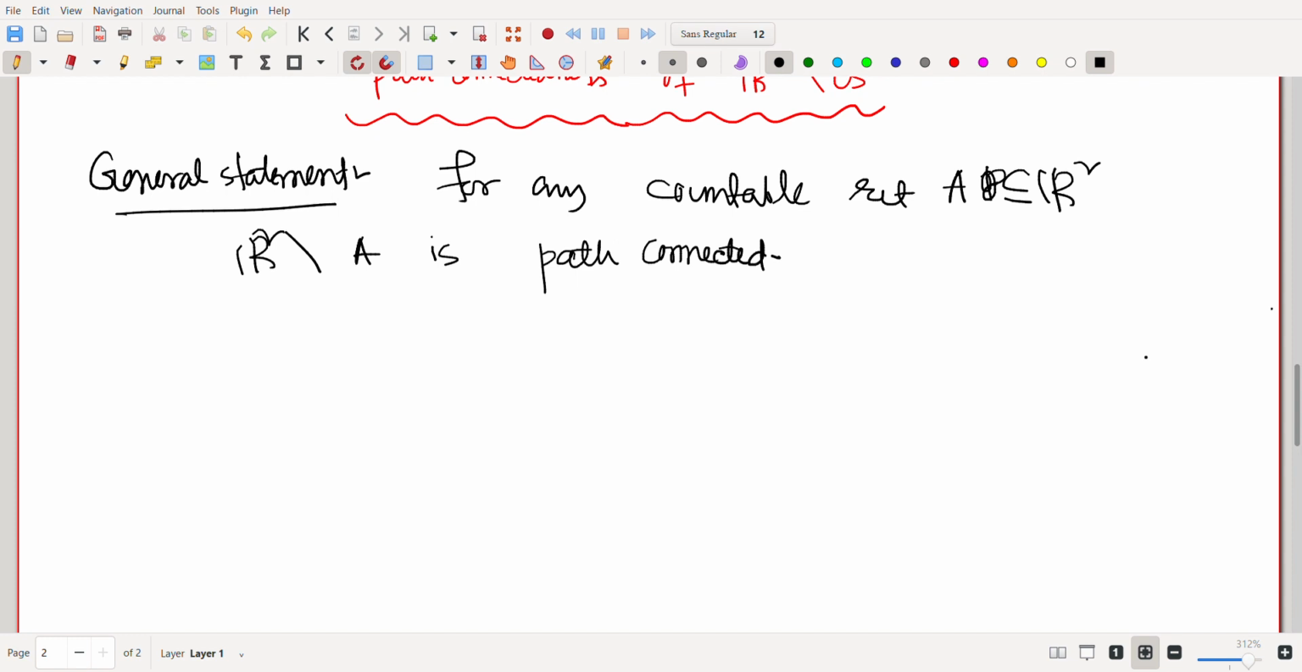If I want to show that any set is path connected, then we need to show that if I choose any 2 points, there is a continuous path joining those 2 points, right? So choose 2 points P and Q belonging to R2 minus A.